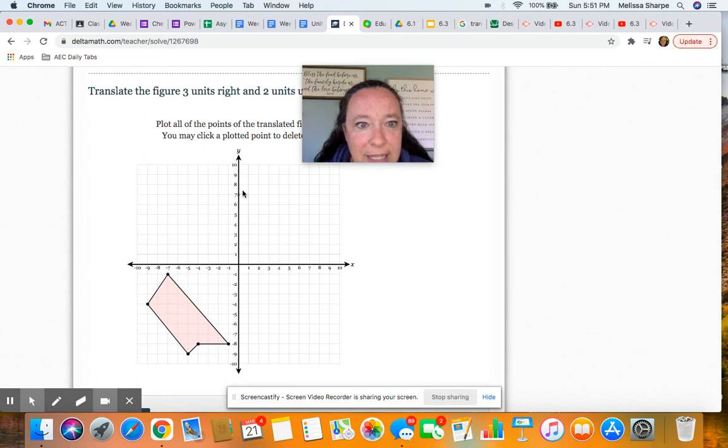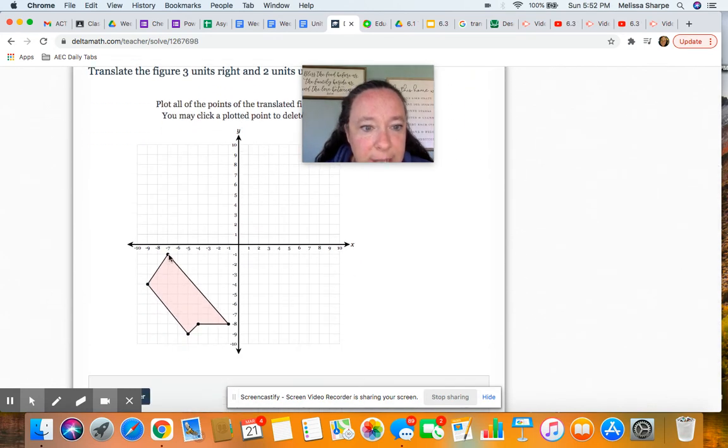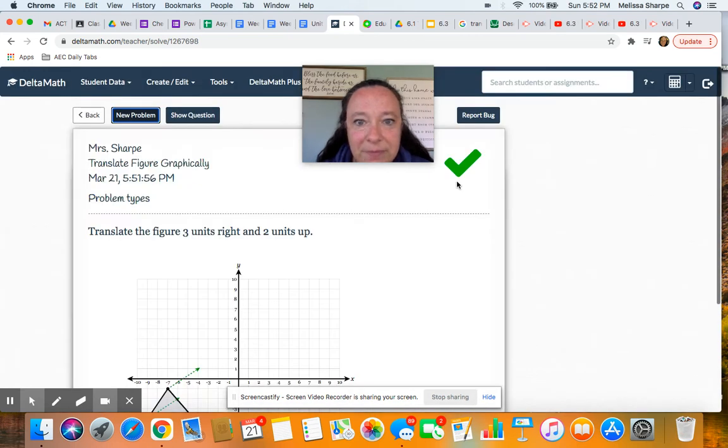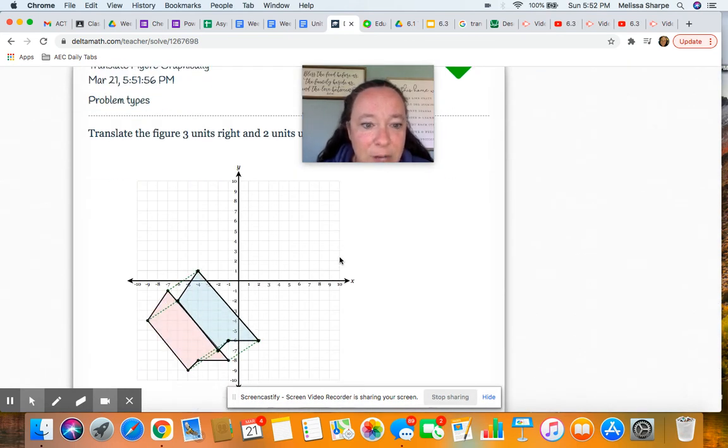So when you do problems like this, just be aware. 3 units right, 2 units up. So 3 right, 2 up. Delta Math's actually nice on this because you don't have to graph them yourself. 3 right, 2 up. Am I getting them all? I think I got them all. Okay. And you can watch it happen. It's that vector movement. A vector has a length and a direction. So we had a certain length that we were going in a certain direction.